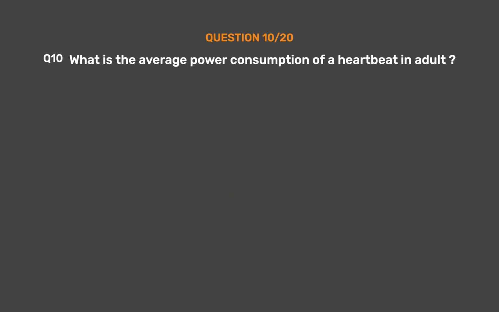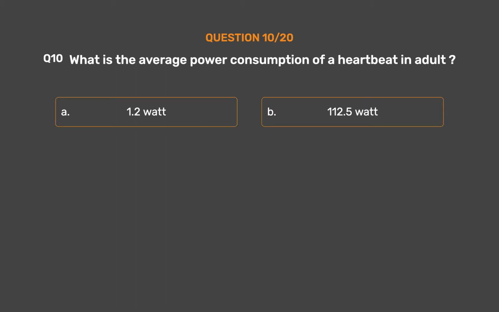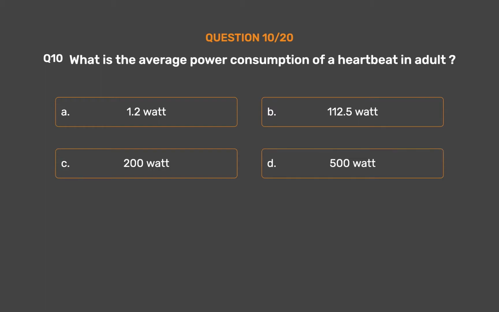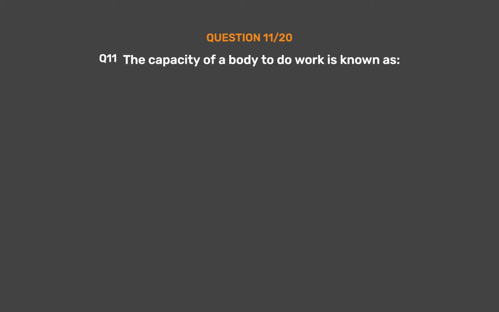Question number 10. What is the average power consumption of a heartbeat in adult? Option A. 1.2 watt. Option B. 112.5 watt. Option C. 200 watt. Option D. 500 watt. The correct answer is Option A. 1.2 watt.